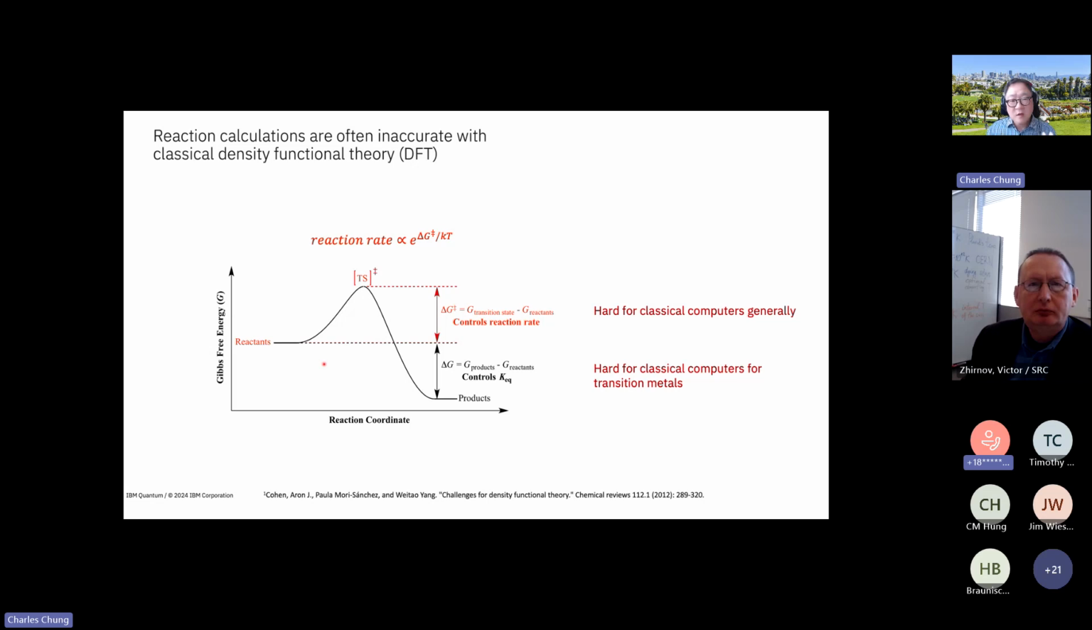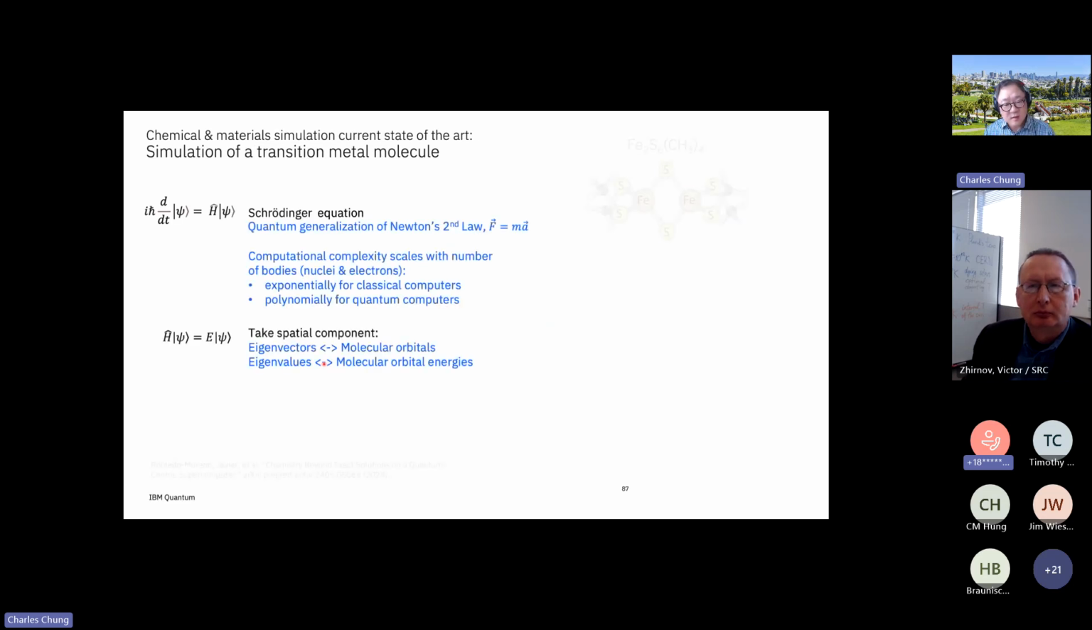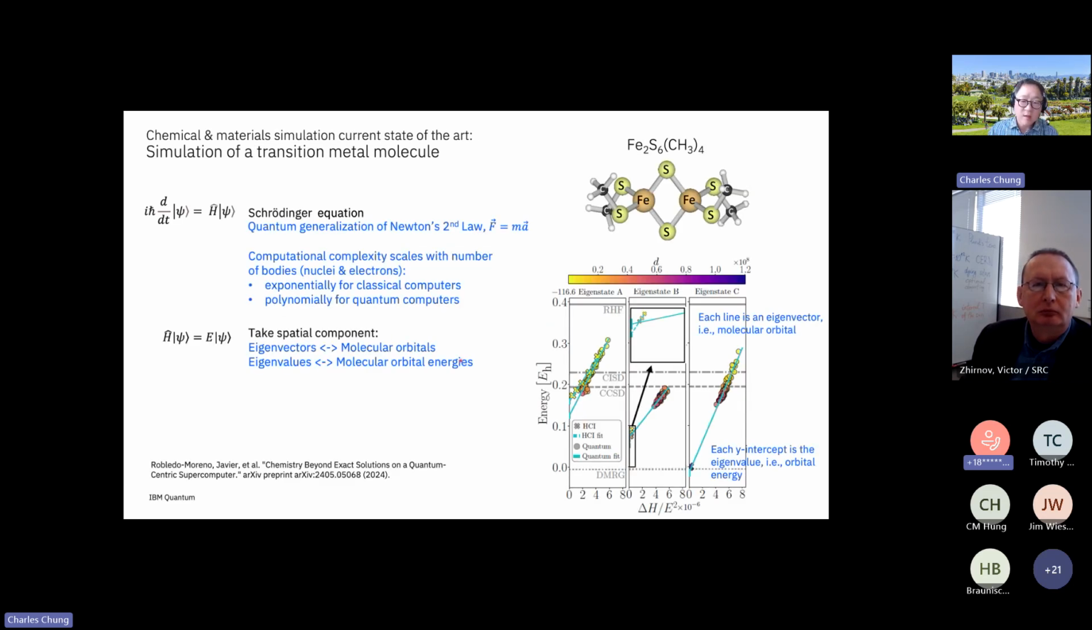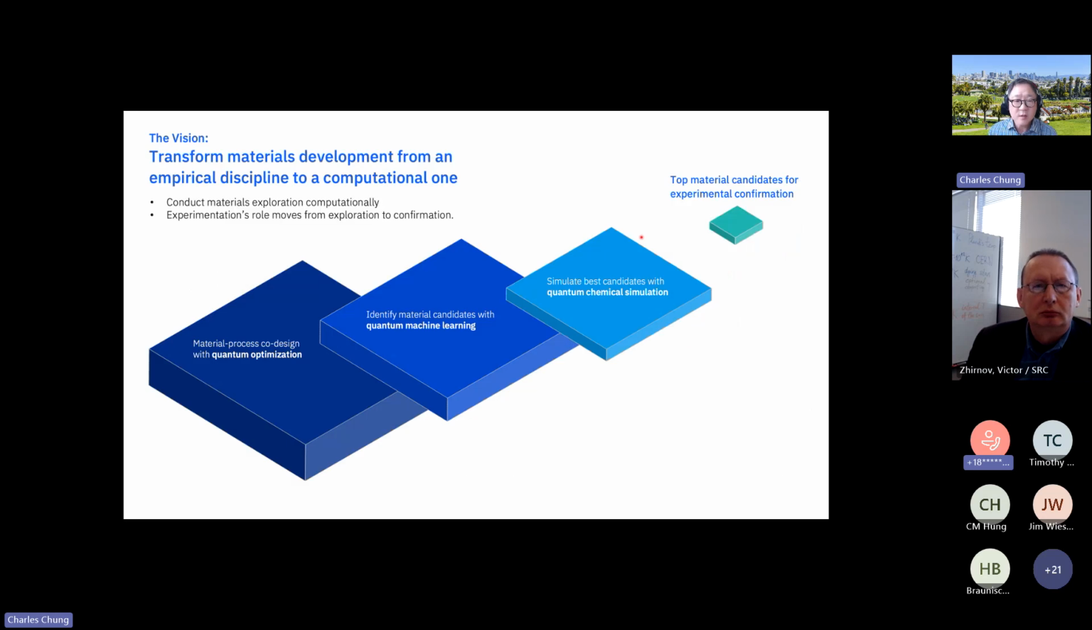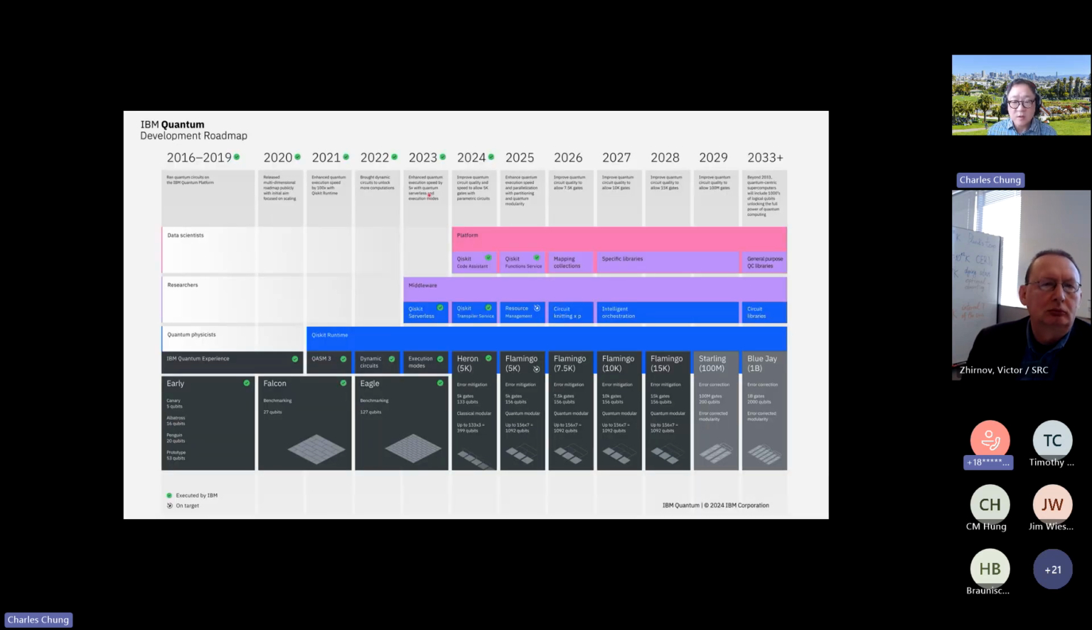So let me say that this is where we think that quantum computers will make the nearest term impact. We are now at the point where we can do at the edge of what classical is able to do, which is simulate transition metal molecules. In a digital twin, what we see is basically simulating manufacturing processes such as silane PECVD, silicon PECVD, and we see a transformation of materials development from an empirical discipline to a computational one, which will accelerate materials development.